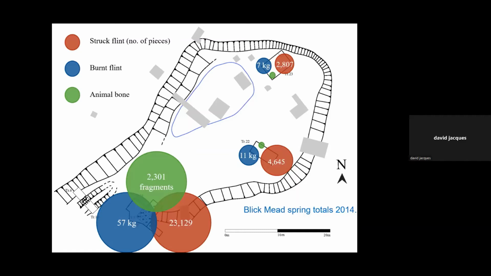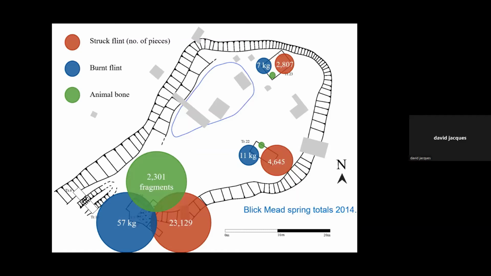We've got over 23,000 flint tools dating to the Mesolithic. A stonking great 57 kilograms of burnt flint. So signs of a lot of fire going on here, not just little discrete hearths, but major fires, and I'll explain why that is in a minute. And with the green bubble, really strikingly, bearing in mind the antiquity of the Mesolithic, we're talking about material in some cases that's over 10,000 years old, well over 2,000 animal bone fragments.